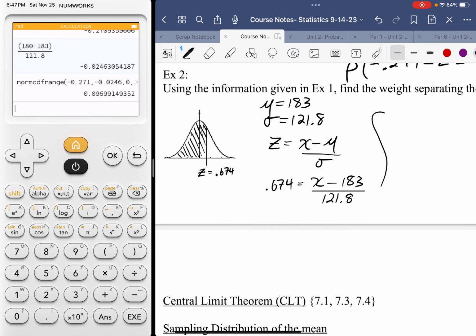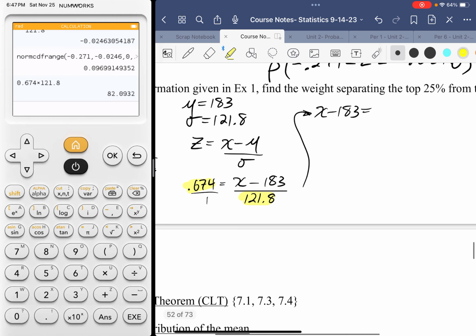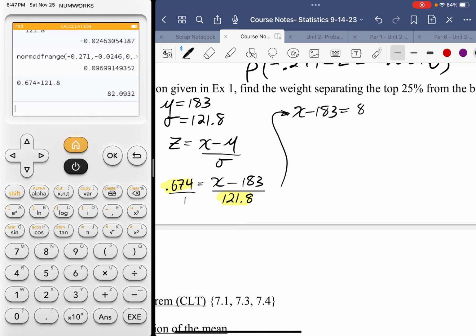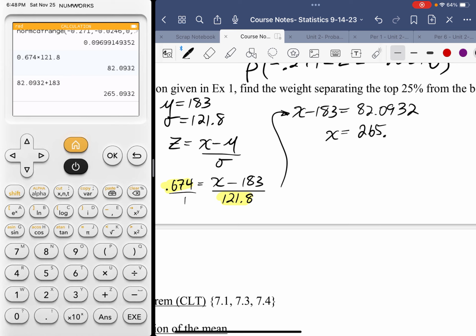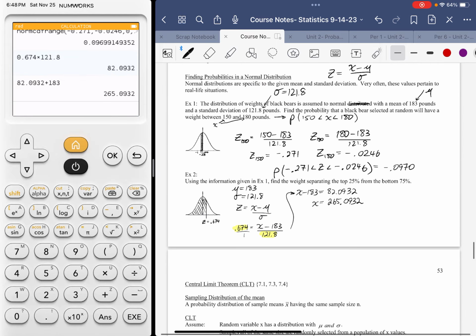Then we would just solve for x here. Cross multiply. You can put this over a 1 if you want. X minus 183 is going to be the product of these two numbers. So 0.674 times 121.8, we're looking at about 82 and change. I'll write the whole decimal here. Then add 183 to both sides. I meant to say add 183, not x. So plus 183, and we get 265.0932. All right, and this is in pounds.